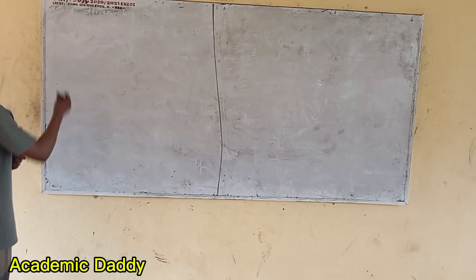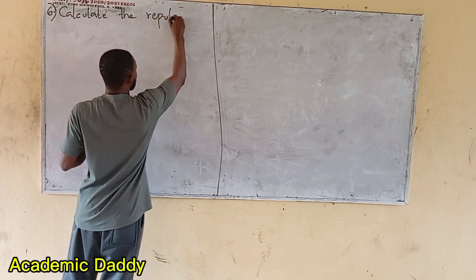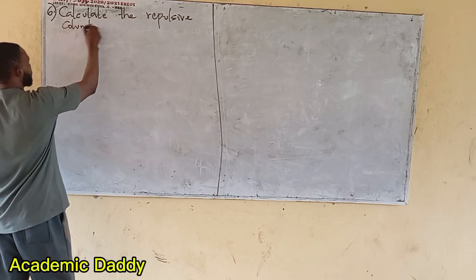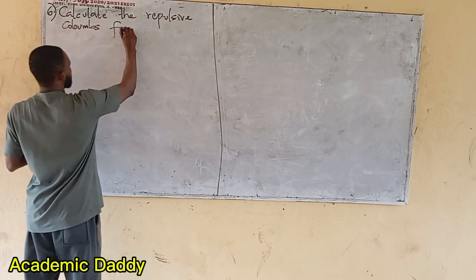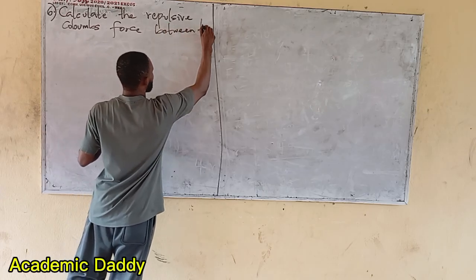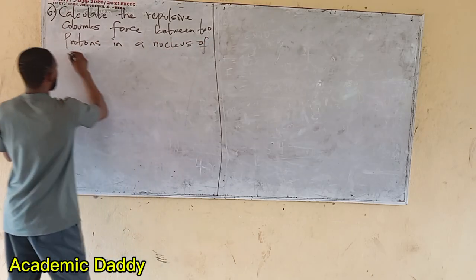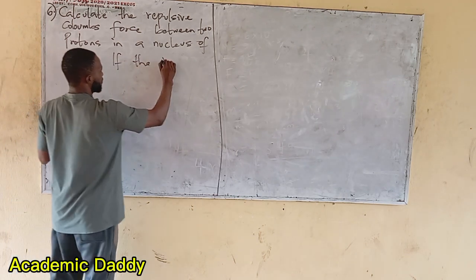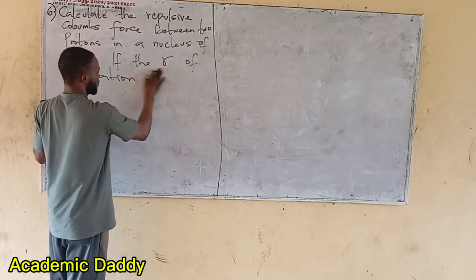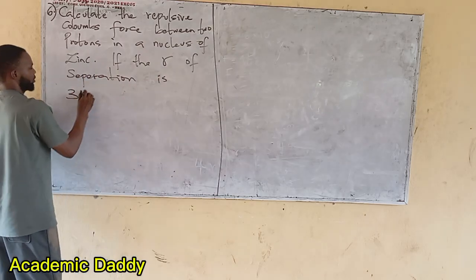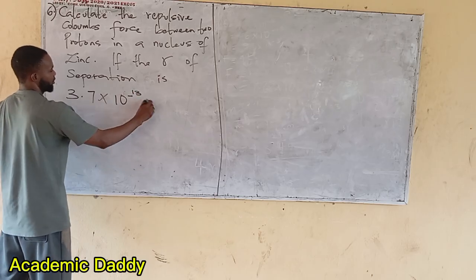I read. Question 6. Calculate the repulsive total force, the Coulomb force, between two protons in the nucleus of zinc, if the distance of separation between the protons is equal to 3.7 times 10 raised to the minus 10 cm.